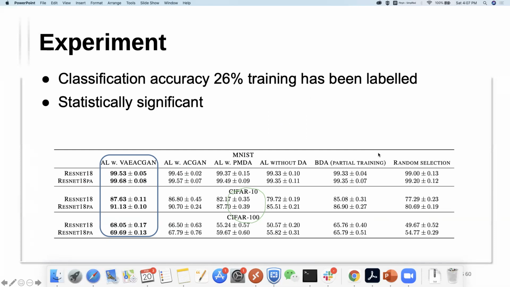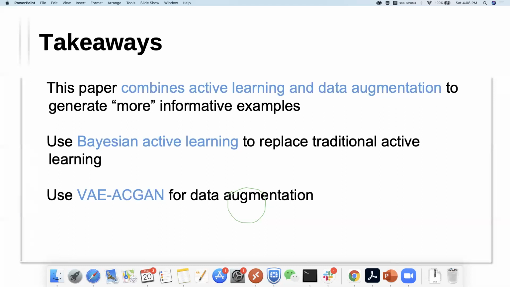So the takeaway here is that this paper combines active learning and data annotation to generate more informative examples. In particular, it uses Bayesian active learning to replace traditional active learning and VAE-GAN for data annotation.